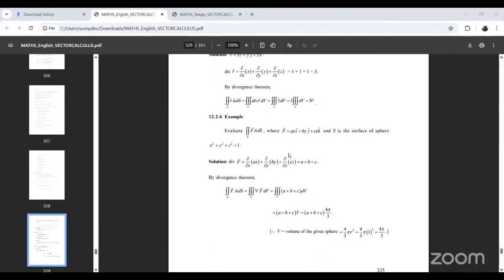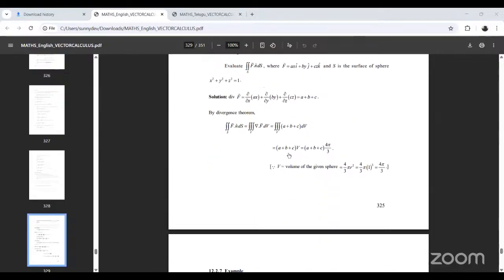How to find the surface area? See the first problem. Evaluate the integral of F dot n into dS, where F equals ax i plus by j plus cz k, and S is the surface of the sphere x square plus y square plus z square equals 1. We just discussed that this equals the triple integration of divergence of F into dV.